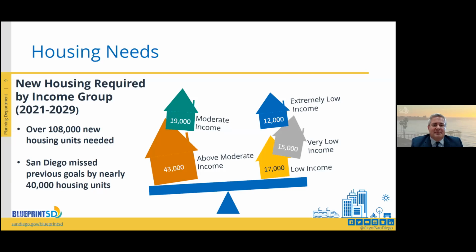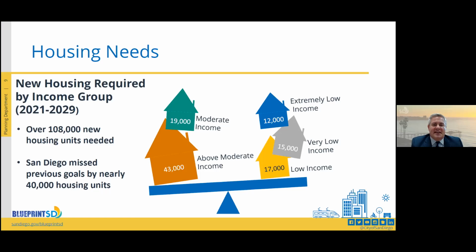To ensure the needs of residents are met, the city has housing goals to plan for and develop housing. Between 2021 and 2029, the city needs over 108,000 housing units with specific targets to meet the needs of residents of different incomes. We especially need homes affordable to lower income residents as home prices and rents have continued to rise over the past several years, and the housing crisis shows no sign of slowing down.